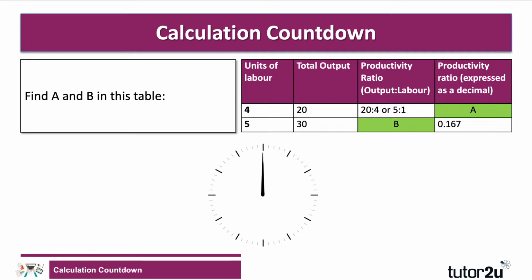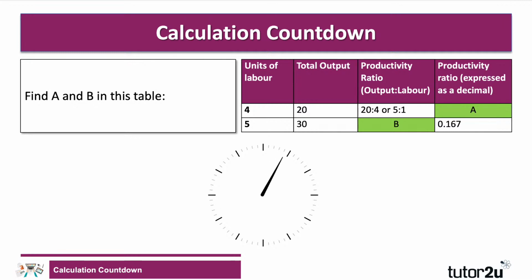Before we kick off, you might not have heard of the productivity ratio before. The productivity ratio is basically a measure of productivity, and it can be measured either as output per worker or as a fraction of output over a given input. So your calculation challenge in a minute is to find the values for A and B. Jim, please start the clock.